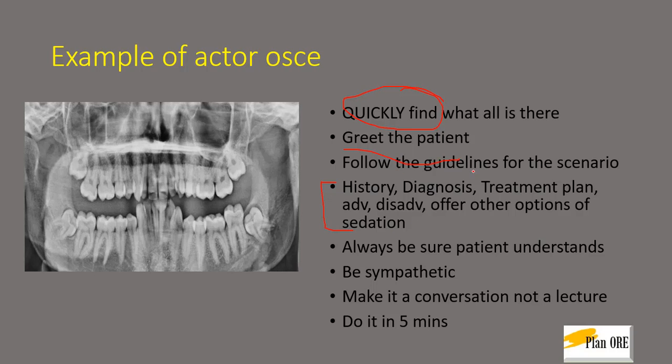This systematic order is the guidelines which has been given and you're marked according to the same guidelines. So you would start by taking a history if you are asked to do so. Then tell the diagnosis depending upon your history and investigations. The treatment plan, advantages and disadvantages, and all the options of sedation. And then take a consent from the patient.